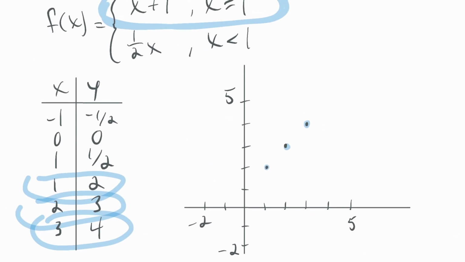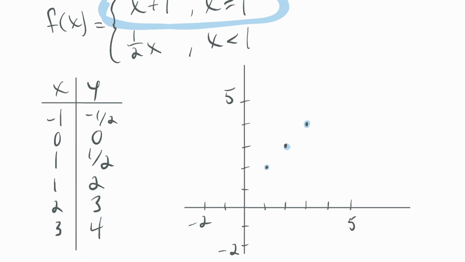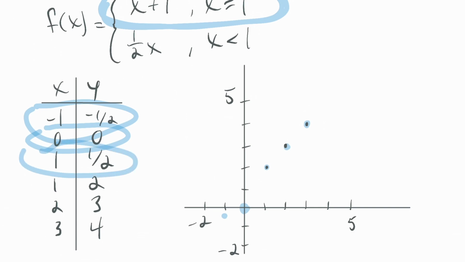Now what I'm going to do is switch to starting at the top here. So -1, -1/2. So right about here. And then 0, 0, so right here at the origin. And then 1, 1/2. So right about here. So now if I connect, well, let's not connect yet. Let's go ahead and start filling these in. So fill that in, fill that in.